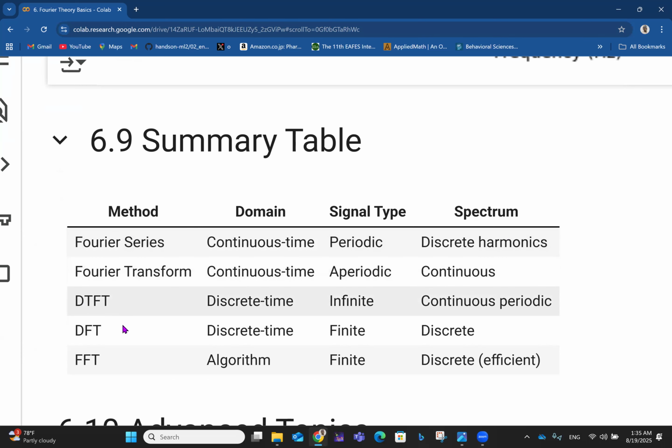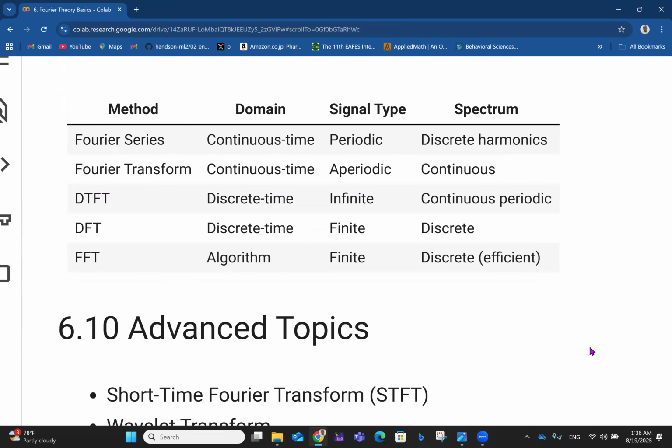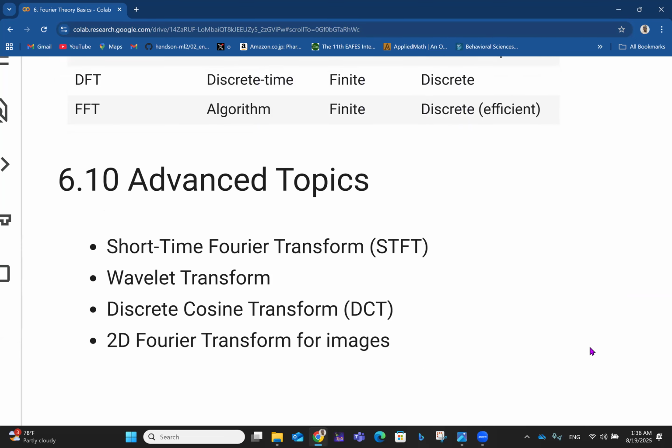And then you have the discrete time Fourier transform. As the name implies, the domain is discrete time. The signal type is infinite, and the spectrum is continuous and periodic. Then you have the discrete Fourier transform, also in discrete time, and the signal type is finite, and the spectrum is discrete, right? It's countable. Then you have the fast Fourier transform, which is an algorithm that is finite, and of course, the spectrum is discrete and it's quite efficient.